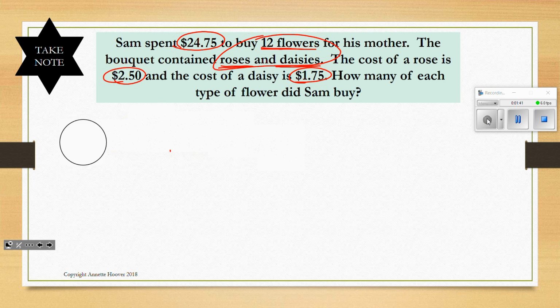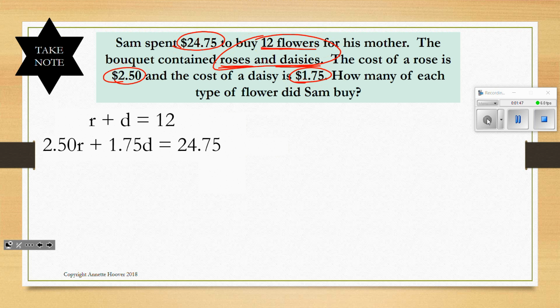So, one equation based on the number of flowers, one equation based on the cost. Since we've been practicing elimination, we're going to solve this with elimination. You could also do it with substitution, but this is what we're practicing today. In order to solve with elimination, we need to create opposite coefficients. So either our r is going to have to be a negative 250, or our d is going to have to be a negative 175. You could do either, but I chose to multiply the first equation by a negative 250 so that the coefficients of r, the number of roses, will be opposites, and they will cancel each other out.